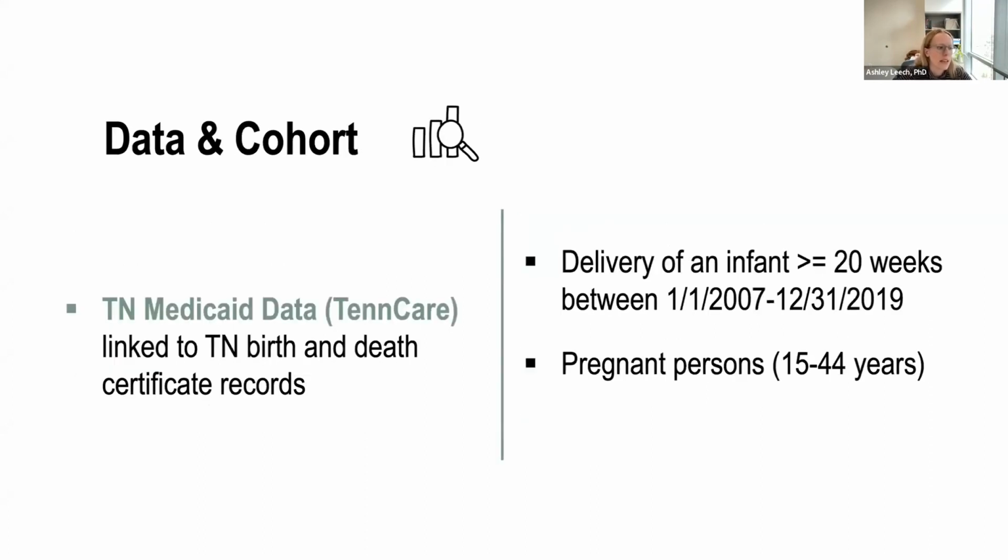The data source that we're using include Tennessee Medicaid data, which combines administrative claims data and enrollment data. And we supplemented this Medicaid data with the linkage to both birth as well as death certificate records for the state of Tennessee. Our study cohort comprises individuals that have delivered an infant greater than or equal to 20 weeks between the periods of January 1st, 2007 to December 31st, 2019. And then we also narrowed our cohort to pregnant persons aged 15 to 44 years.